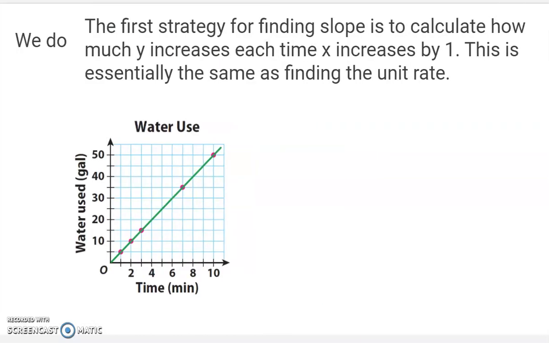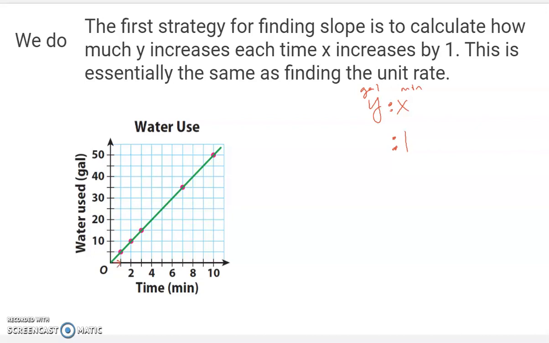All right, open your math notebook and we'll start with this one. The first strategy for finding slope is to calculate how much y increases each time x increases by 1. So we're going to stick with this y to x ratio. In this case, the y is gallons and the x is minutes. So we're looking for how much the gallons increase each time the minutes go up by 1.